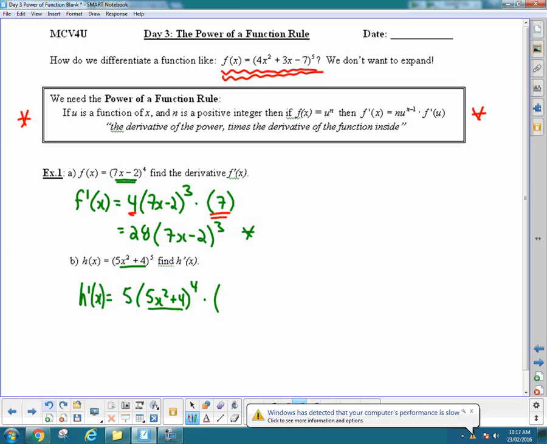And this time, the derivative of 5x squared plus 4 is 10x. So we're just left like that. Again, we can simplify. We have a 5 times and a 10x. That can be simplified into 50x times 5x squared plus 4, all raised to the power of 4. And that's as far as we can go.